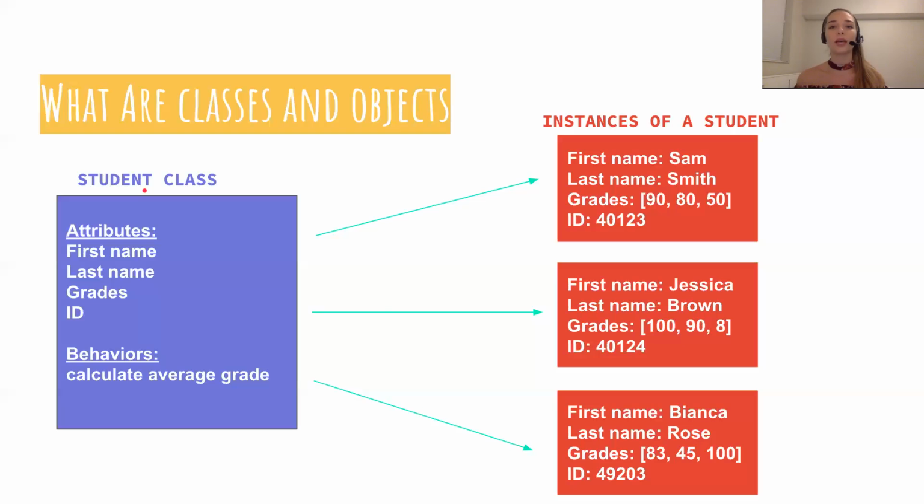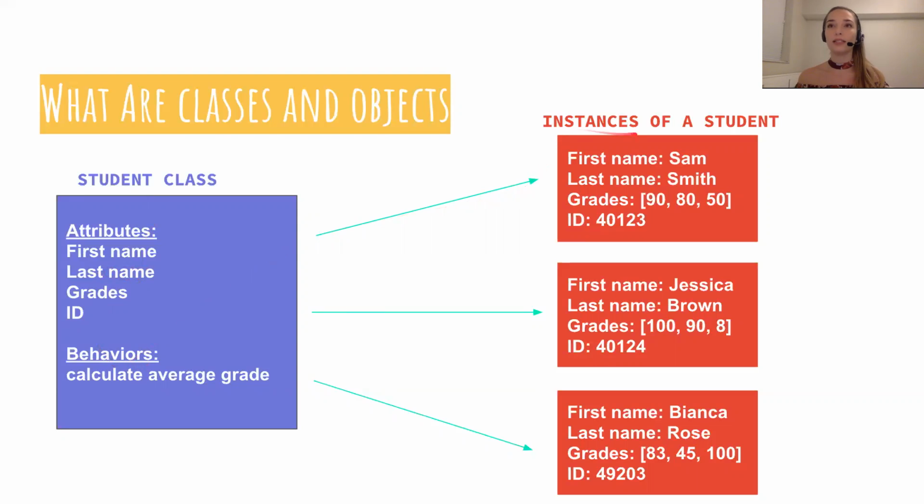What is the prototype of a student? You might think a student has certain attributes: a first name, a last name, some grades associated with them, and an ID. But students also have some behaviors that can be applied to them or that they can do themselves. For example, you can calculate the average grade of a student. That would be a behavior that's acted on the student.